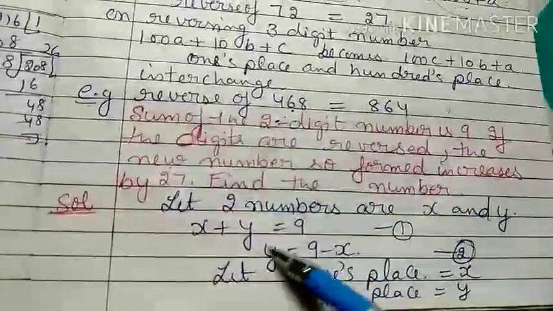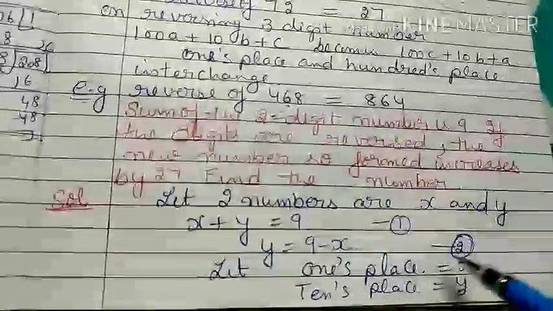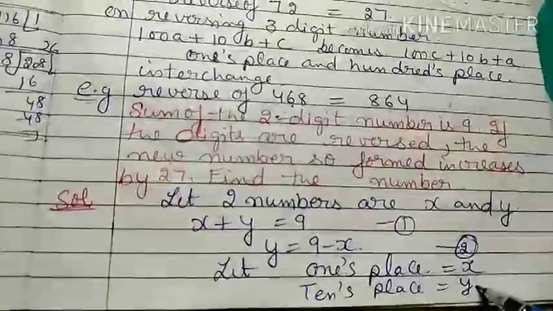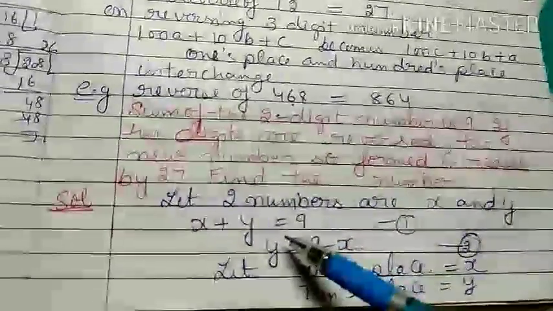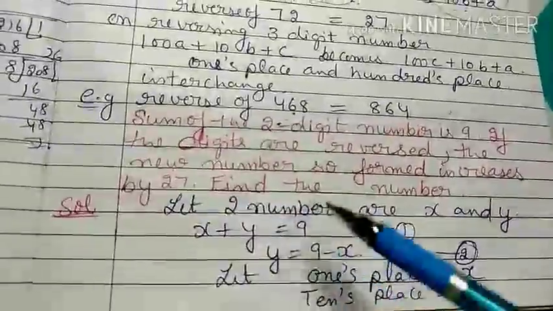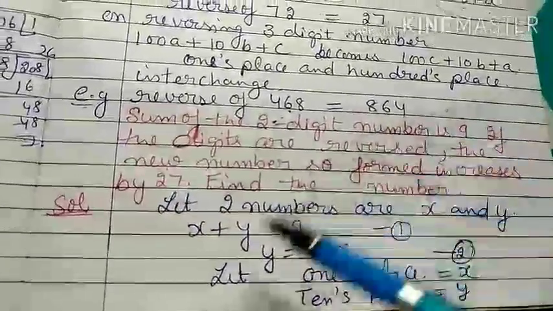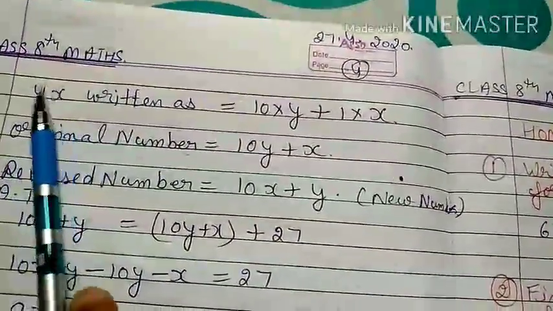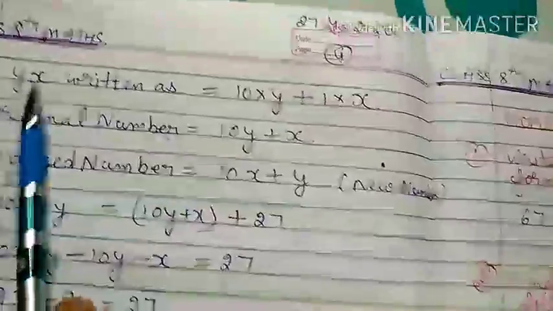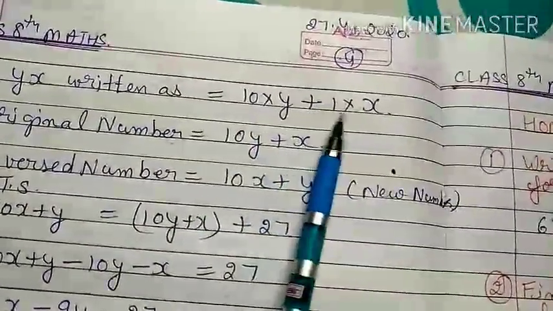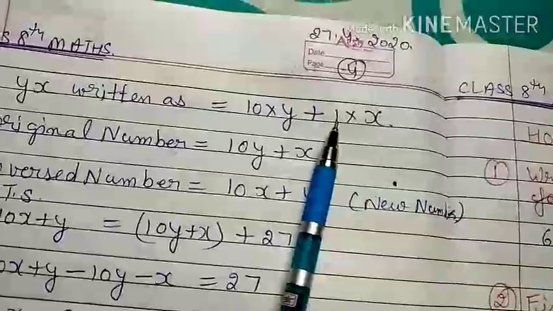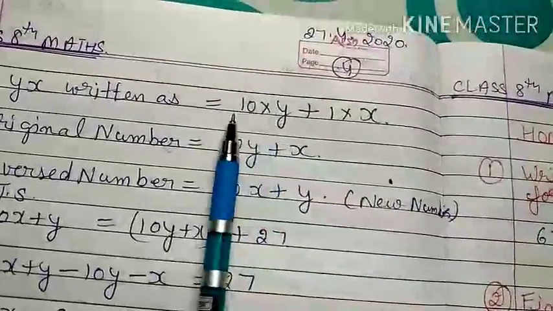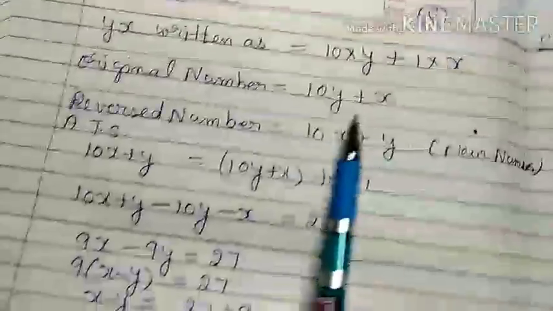The question is given, if you have 2 digits, the ones place we consider as X and the tens place we consider as Y, and in the question you have been given that if you add these 2 digits, that gives you 9. It means Y is equal to 9 minus X. So what will I do next? How do I write YX? That is my original number, 10 into Y plus 1 into X, because X is in the unit place and Y was in the tens place, so the original number becomes 10Y plus X.